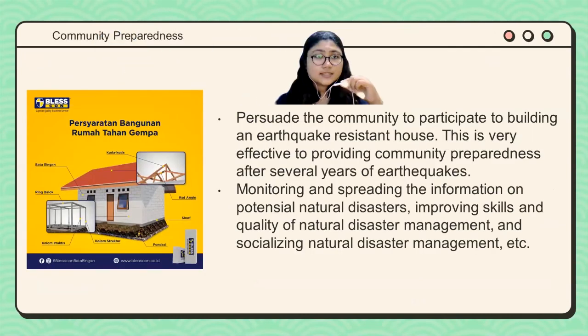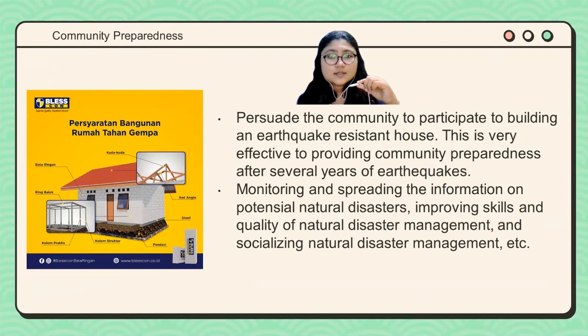Next, about community preparedness. First, persuade the community to participate in building earthquake-resistant houses. This is very effective in providing community preparedness after several years of earthquakes. Next, monitoring and spreading information on potential natural disasters, improving skills and quality of natural disaster management, and socializing about natural disaster management, etc.